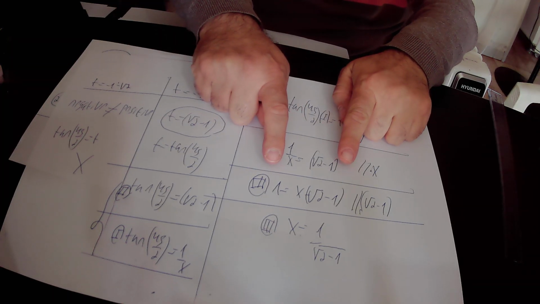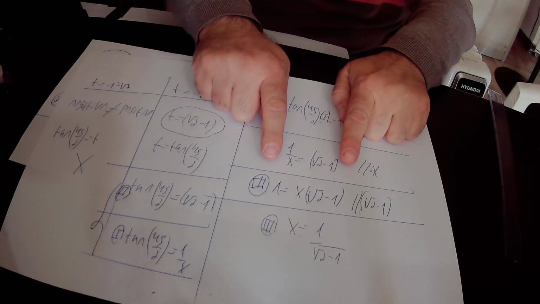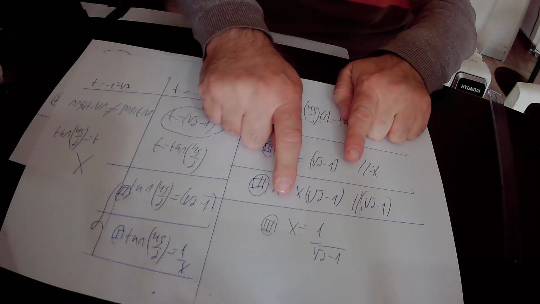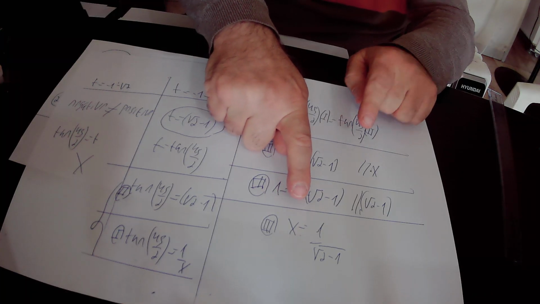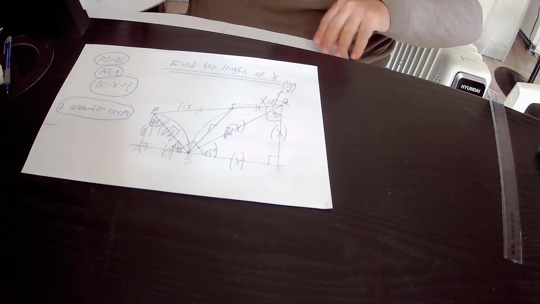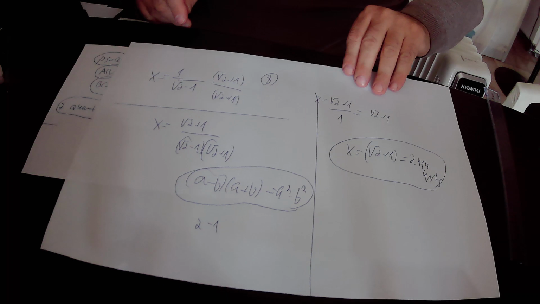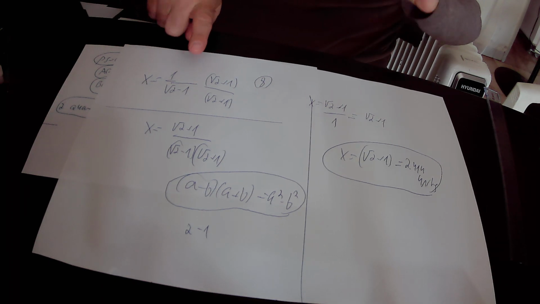Here we multiply this equation number 3 by x, and found out that 1 equals x times square root of 2 minus 1. Here we divide this equation number 3 by square root of 2 minus 1, and found out that according to equation number 3, x equals 1 over square root of 2 minus 1. So x equals 1 over square root of 2 minus 1.